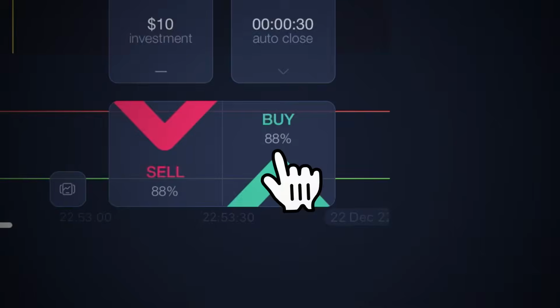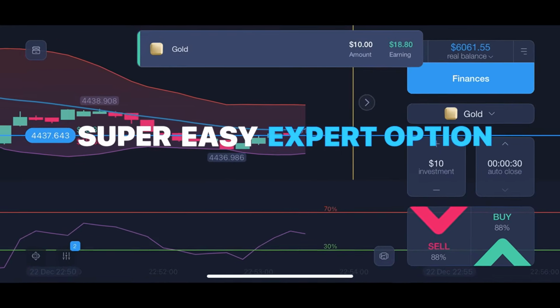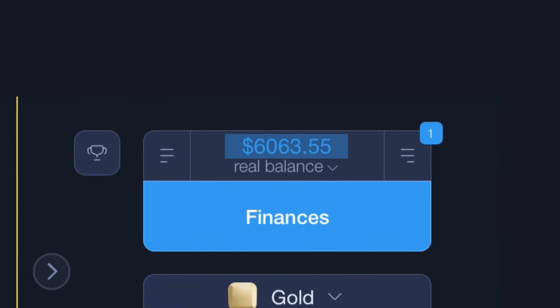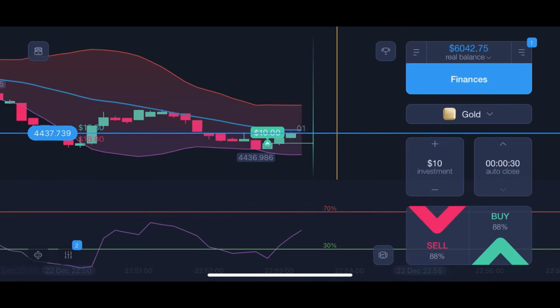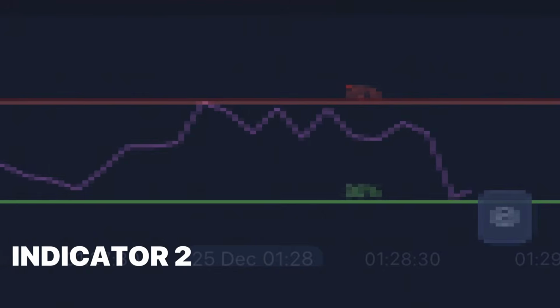In this video, I'll show you guys a super easy Expert Option mobile trading strategy that helped me reach an account balance like this. First, I'll place a trade and show you that this strategy actually works. Then, I'll move on to explaining the strategy, along with the necessary indicators.